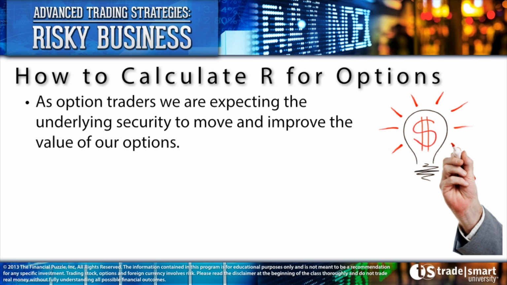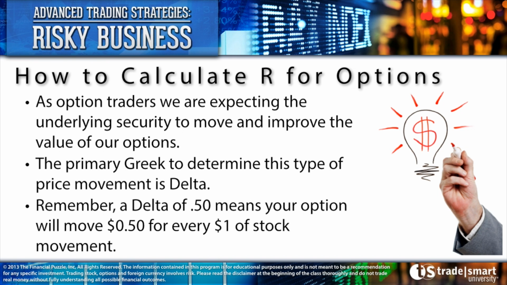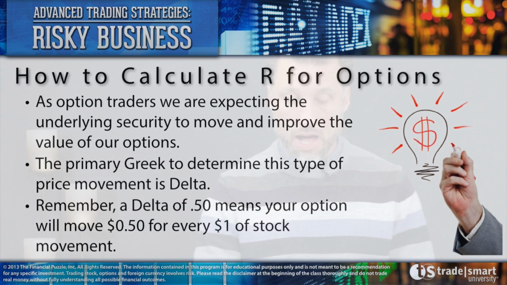Remember how to calculate R's for options: we're expecting the underlying security to move and improve the value of our options. And the best way to determine this is using the Greek delta. Remember, a 0.50 delta means that for every 50-cent move in a stock, you'll have a dollar movement in your stock option.